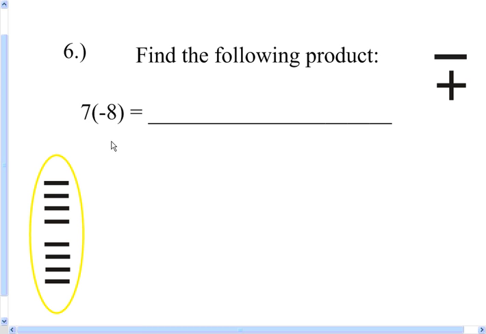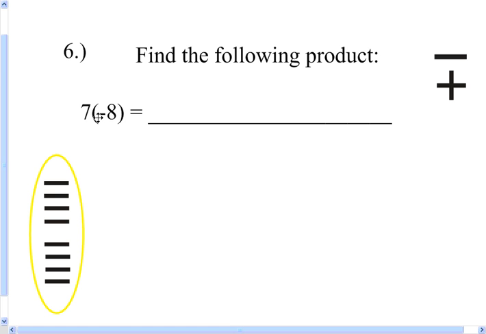In the previous discussion of question number 5, we talked about how parentheses can be used in different ways. Oftentimes, and we learned this in 6th grade, it means multiplication. A number directly outside of a parentheses shows that we multiply that number times what's inside the parentheses. So here, 7 times negative 8.